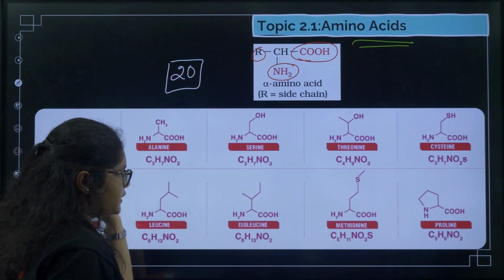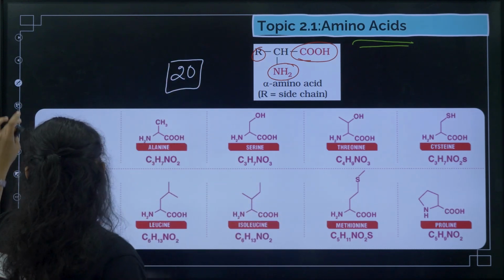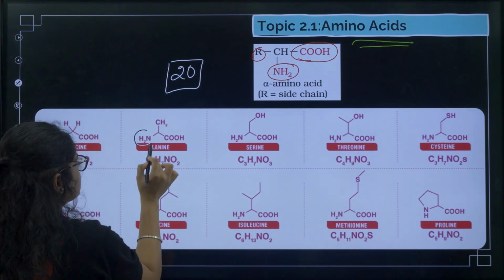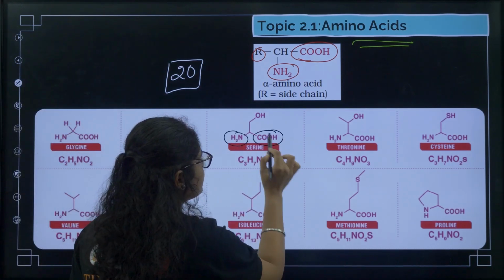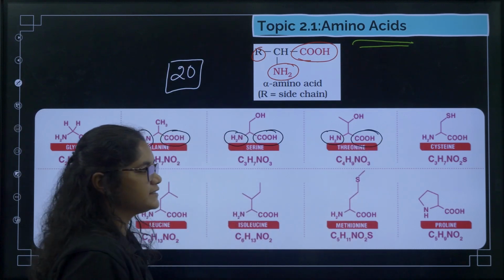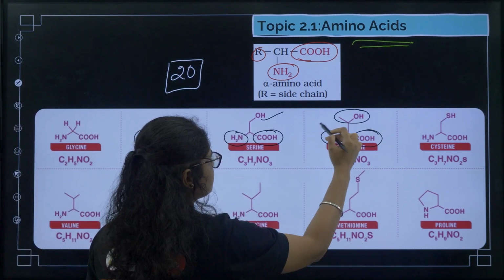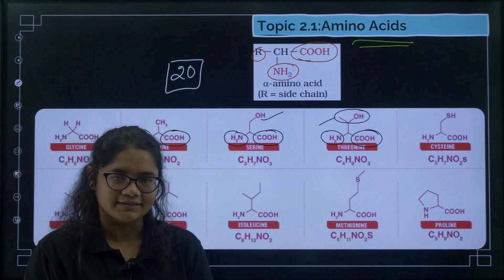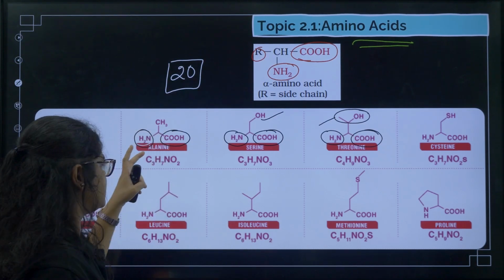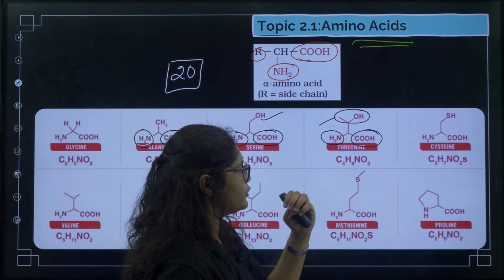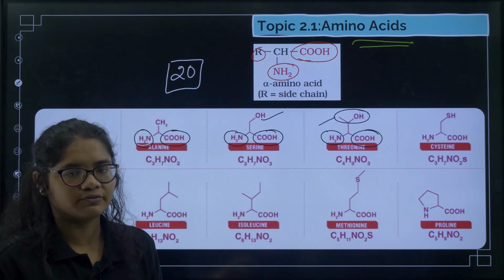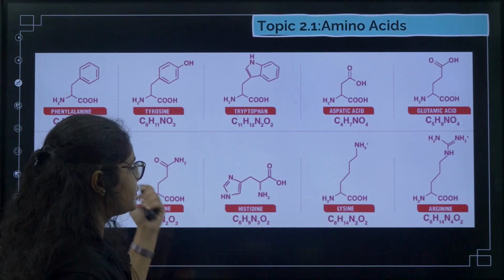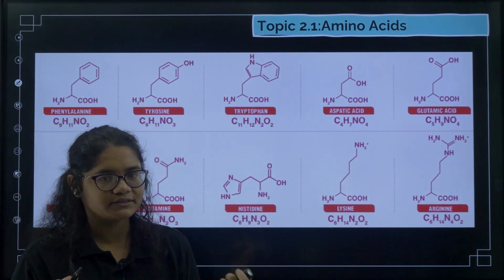Here are the names of different amino acids. You can see every amino acid has this common structure: there is an NH2 group and a COOH group. The R groups are different for different amino acids, and based on the R group, the 20 different amino acids are there. Examples are glycine, alanine, serine, then threonine, cysteine. There are a total of 20 amino acids, and there is no need to remember their structures.